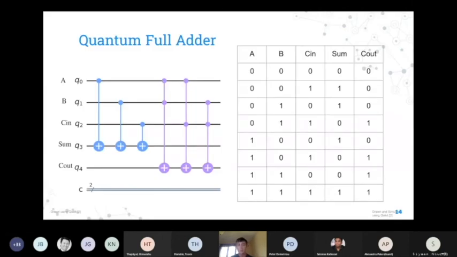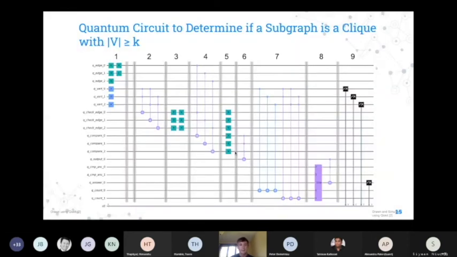So this is our quantum full adder. As we can see from the truth table, the sum and C out are calculated correctly with this circuit. And now we have the oracle to determine if the subgraph is a clique and if it's greater than or equal to K. As we've seen before, this portion, levels 1 through 6, determines whether or not the subgraph is a clique.